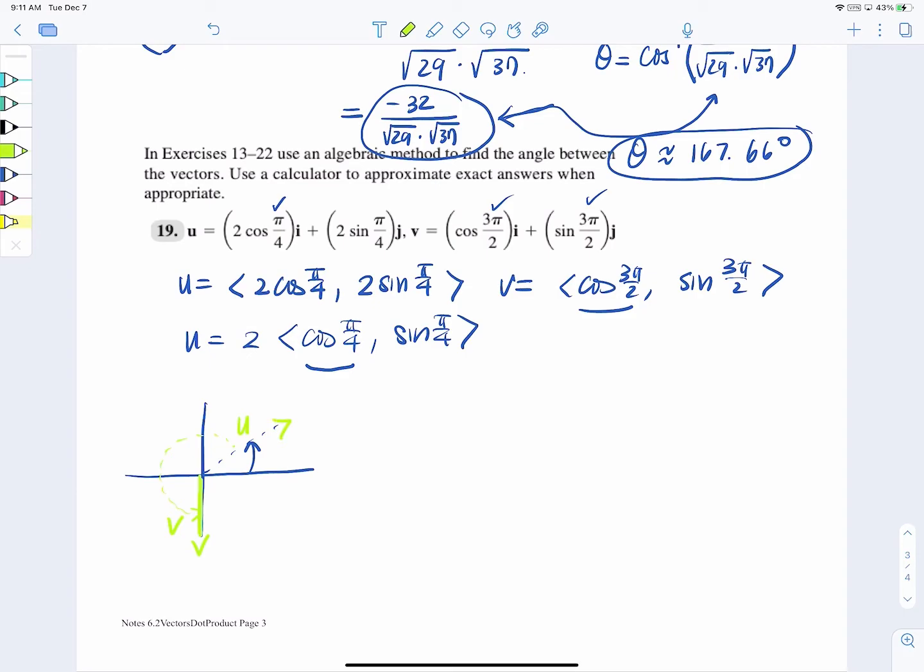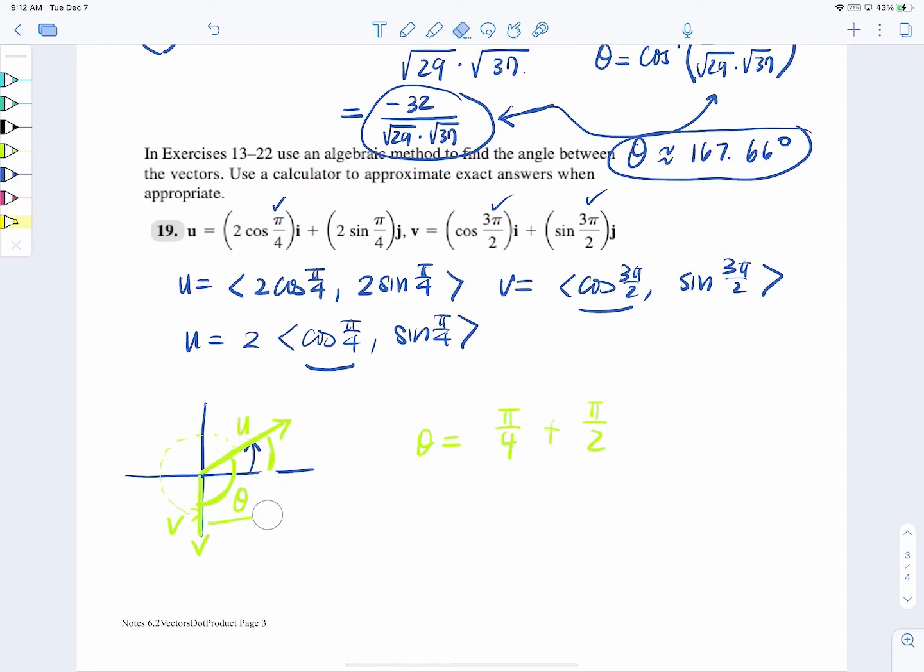But we're trying to find the angle between, right? So we're looking for this angle here, right? So what's that? Our theta is going to be, just use your judgment. It's pi over 4 plus pi over 2, isn't it? Isn't this guy pi over 4? And isn't this guy a right angle, a big fat right angle, okay?